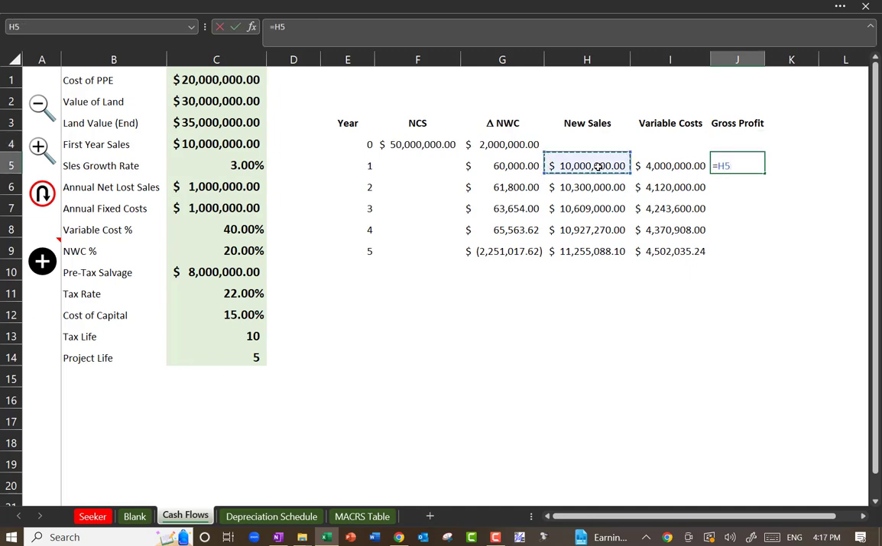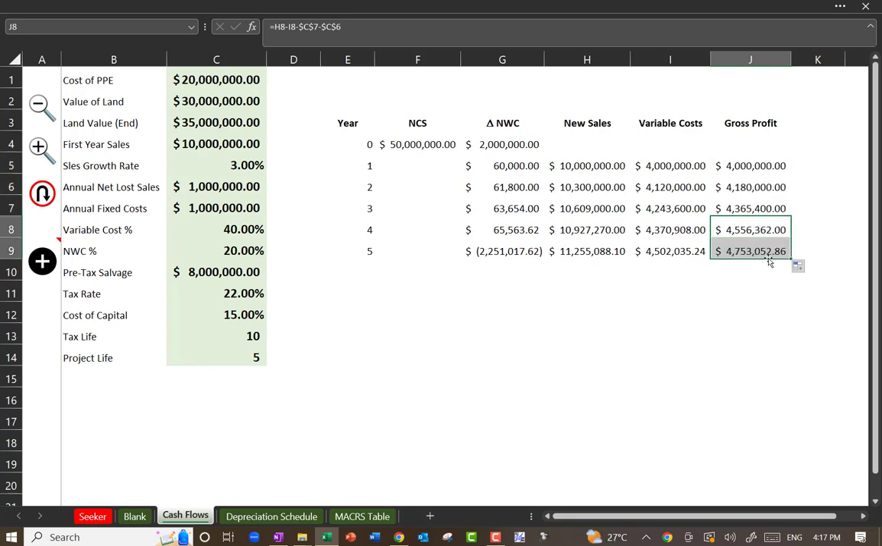Take sales, new sales, minus variable costs, minus annual fixed costs, minus annual net loss sales, okay? Because every year I'm gonna lose $1 million off of that. I could have put in a growth rate on that too, but again, it's a side issue. I don't know why it doesn't fill all the way. I don't get it. All right.